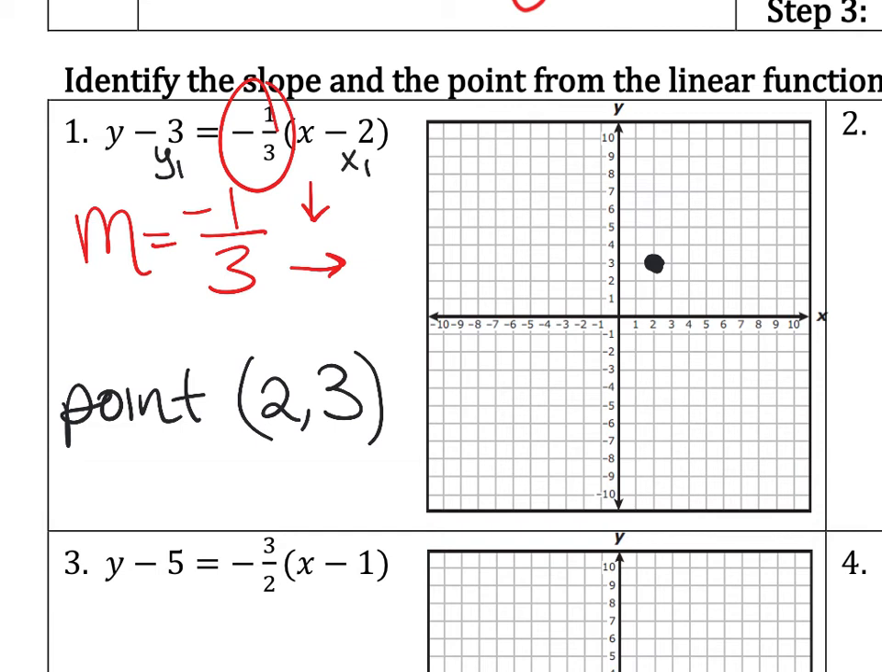Then just like we did a second ago, I'm going to utilize my slope to find more points.